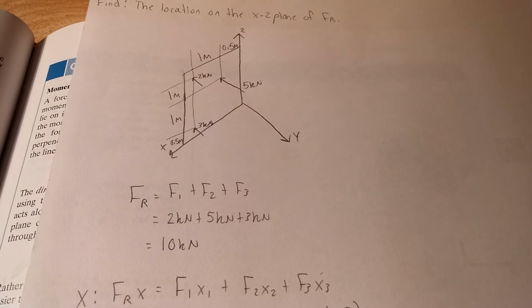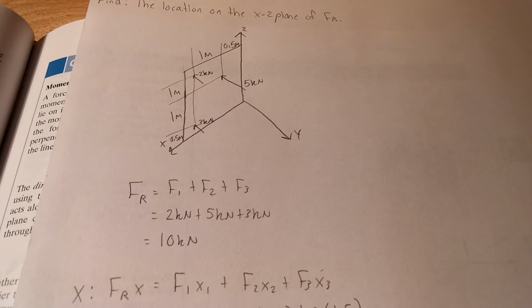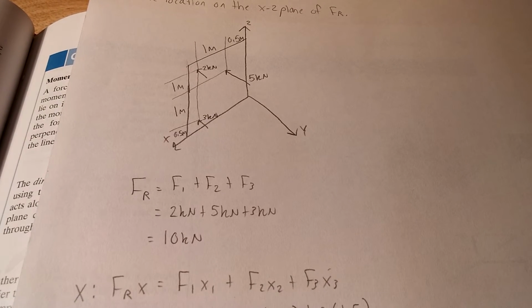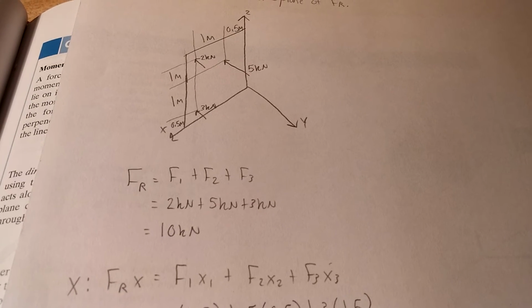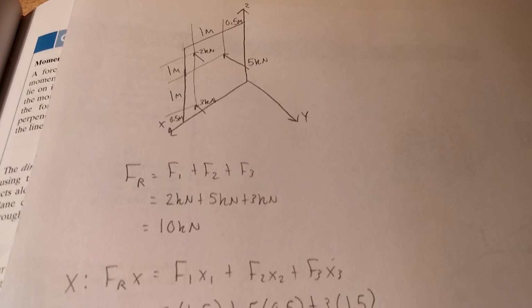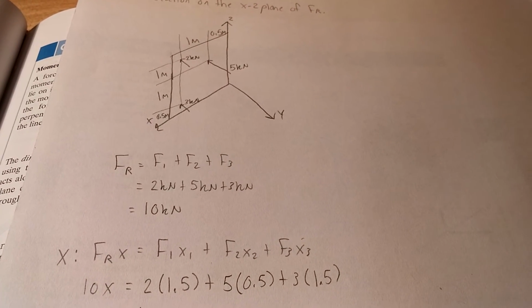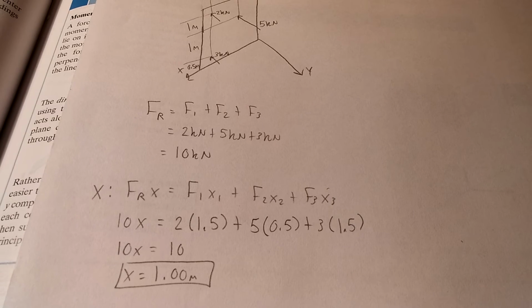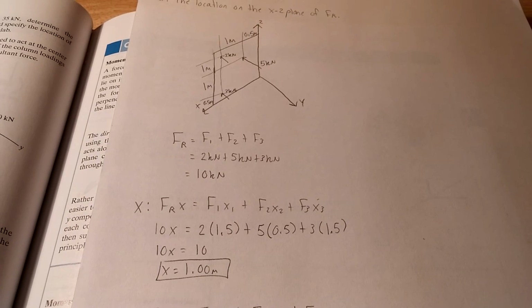So let's do x first. So we know that our resultant force multiplied by where it acts at the bottom of the screen there is equal to each individual moment. So F1 times x1 plus F2 times x2 plus F3 times x3. Look at the picture and we get all of our values. We end up with 10 times x is equal to 2 times 1.5 plus 5 times 0.5 plus 3 times 1.5. Do all that algebra, we end up getting 10x is equal to 10, and our x value is 1 meter.